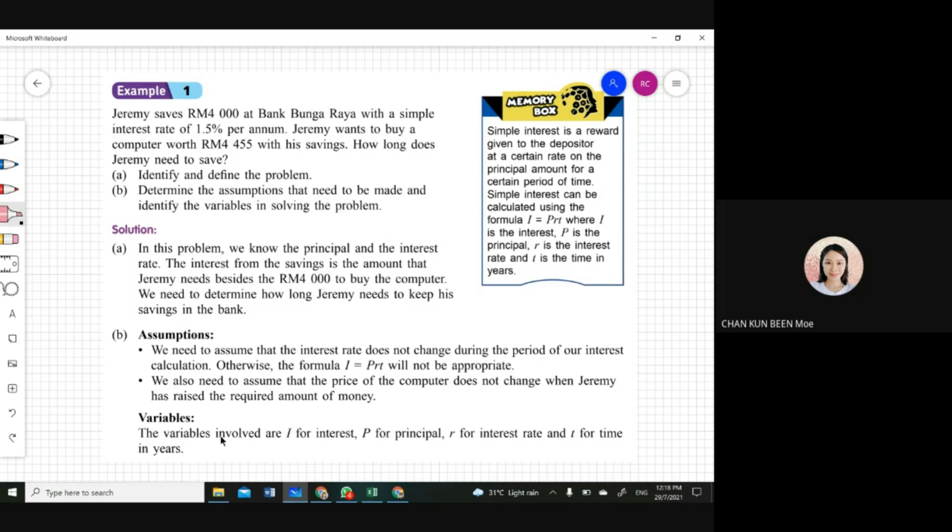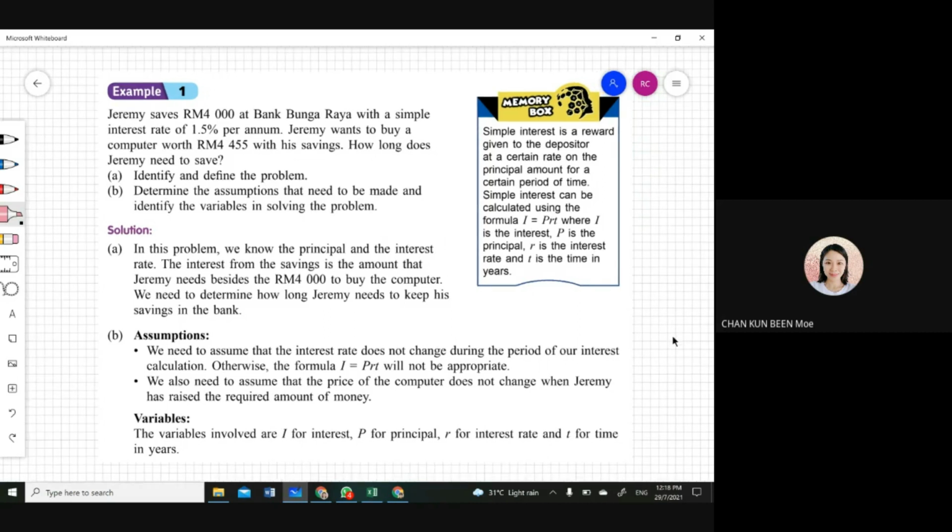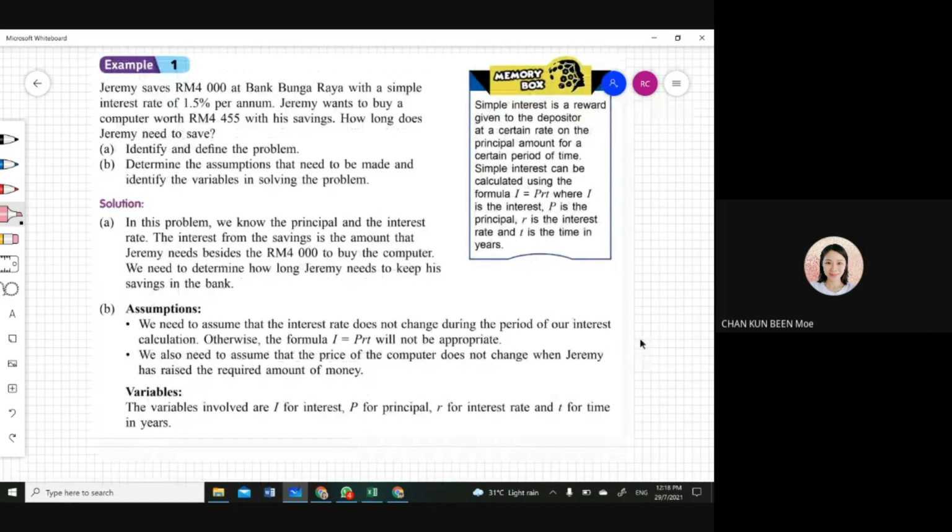Variables involved: I for interest, P for principal, R for interest rate, and T for time in years. For this one, you have to come up with your own variables. If it is a well-known formula that you have learned before, then you just use it. If it is something new, you haven't learned that kind of formula before, you have to come up with a mathematical model, then you have to use your own variables. Okay, so that is example 1.